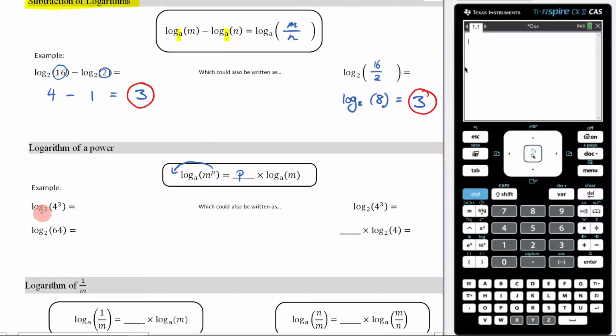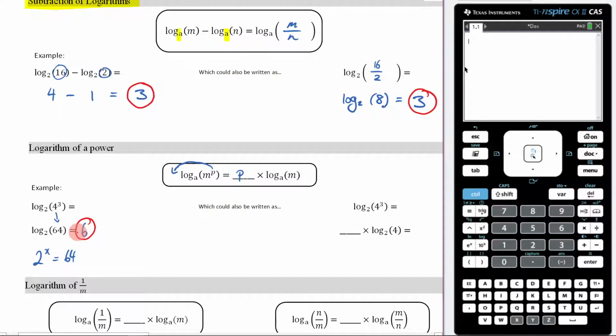So here's an example, log base 2 of 4 cubed. Now, if you were to do this the slow way, you would say, well, 4 cubed is the same as 64. And then you'd have to ask the question, 2 raised to what power is equal to 64? And after some thinking, you would say, well, that's going to be 6. But do you see how this is kind of tricky? Because you're going to end up with quite big numbers.